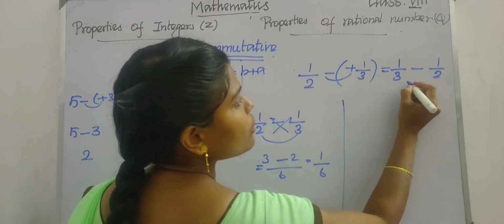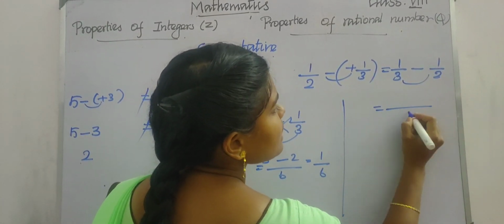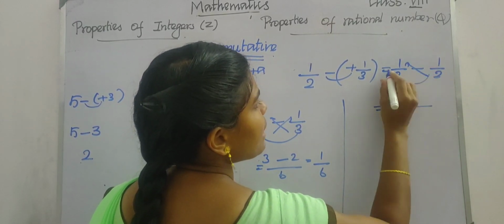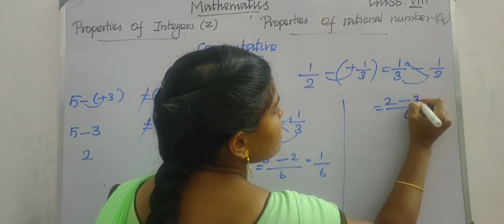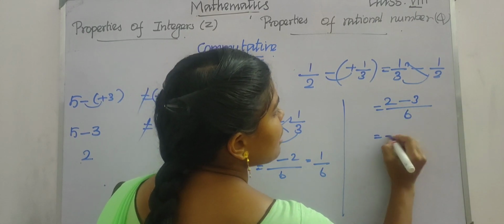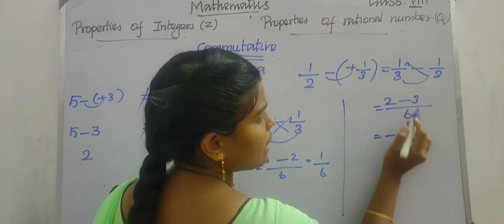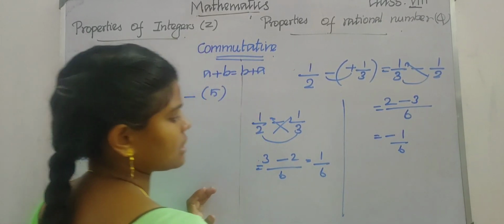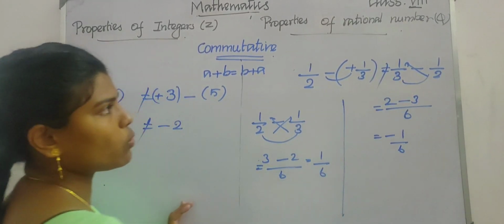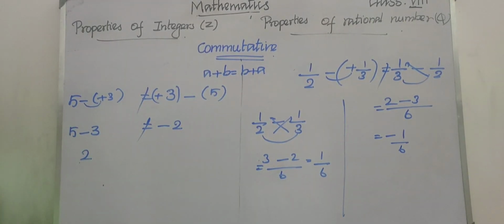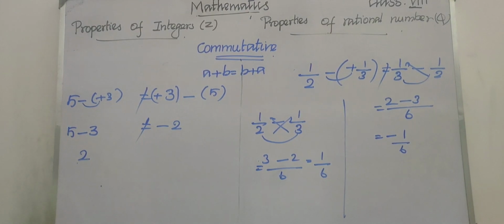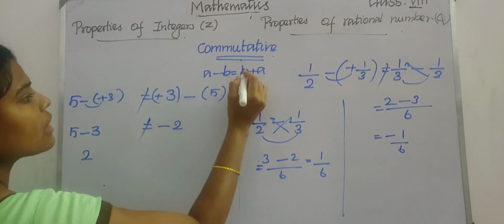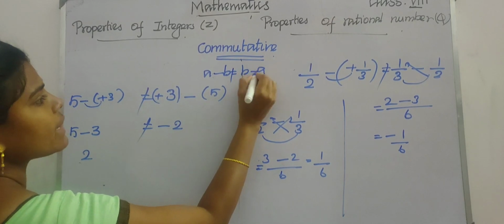Now try for this. 3 2s are 6. Now cross multiply. 1 2 is 2 minus 1 3 is 3. So 2 minus 3, minus 1. The greater number's sign is minus, right? So minus 1 upon 6. These two are not equal. Okay children, so subtraction of integers as well as subtraction of rational numbers are not commutative. In subtraction, a minus b is not equal to b minus a.